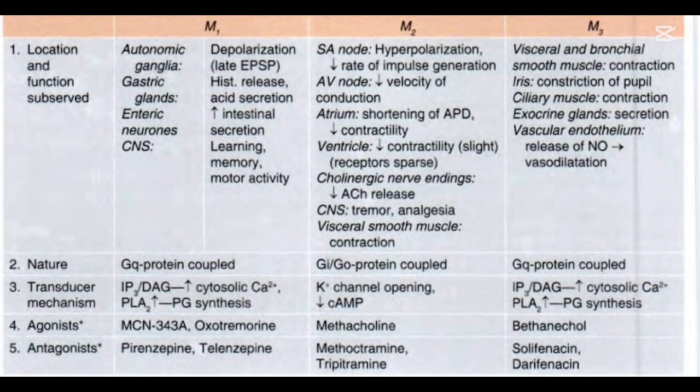Now moving to the next one, let us look at the lookalike, the M3 receptor. M3 receptor is the same thing, a Gq receptor, the same thing. It stimulates IP3 and DAG as the second messenger. It can be activated or promoted by bethanechol. So bethanechol is a direct cholinergic agonist. Or it can be inhibited by solifenacin or darifenacin. So these are cholinergic antagonists, or anti-muscarinic agents.